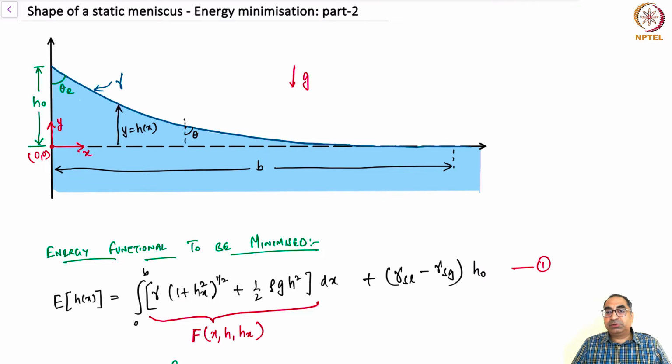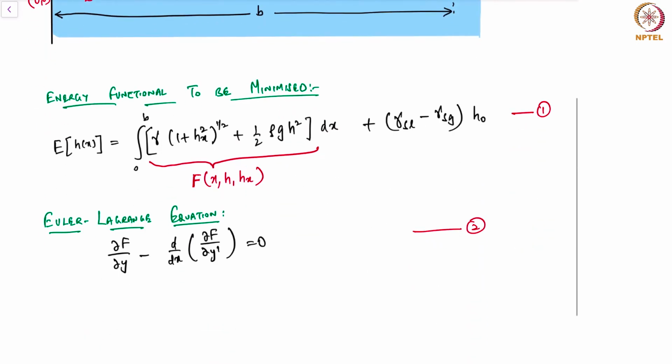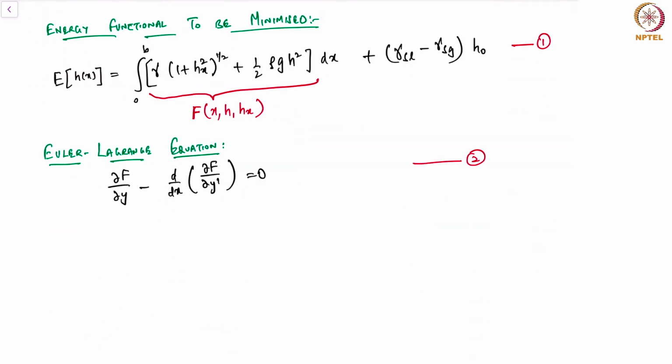Now what we want to also do is to derive the relationship between the meniscus slope at the wall and the angle, the contact angle theta e. So in other words, we want to also comment that the approach that we're going to employ now, which is energy minimization, will also lead us to the boundary conditions at the contact line, that is at x equal to 0. So let us proceed by first taking a look at the energy functional that we have here.